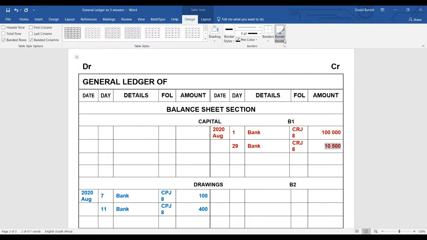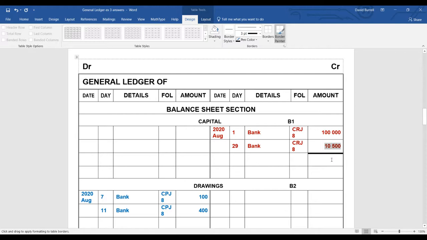Come on, here we go. It's not going to work for me. Okay, I'm just going to indicate that I'm putting in the total. I don't need a calculator, 110,500 Rand if I add those up.